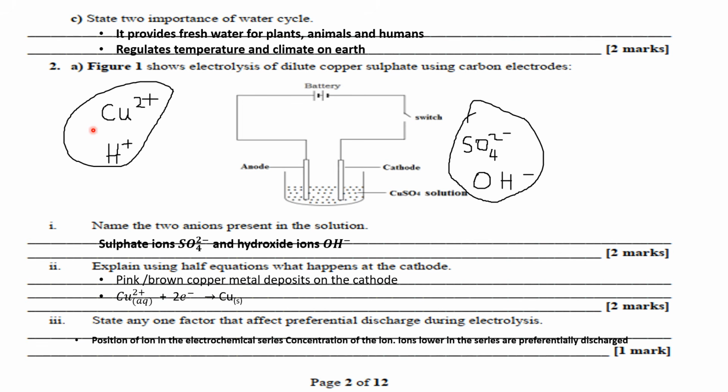That's why I would come back to this. You see, copper ions and hydrogen ions are present in the same solution. Despite both of them being positive, it is copper ions that are reduced to form copper atoms there, because copper, compared to hydrogen, is lower in the electrochemical series.